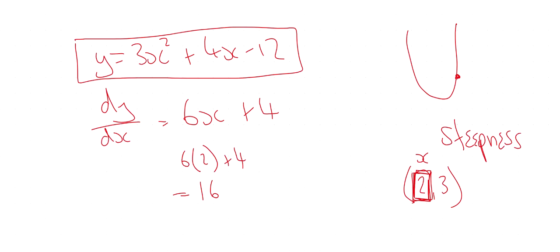Yes, it's the same thing. Yeah. So when the gradient is 0, what's happening on the graph? Turning point. Or what else is it called? It can be called that. Stationary point. A maximum or a minimum. Yep. So a stationary point is when the gradient is 0.